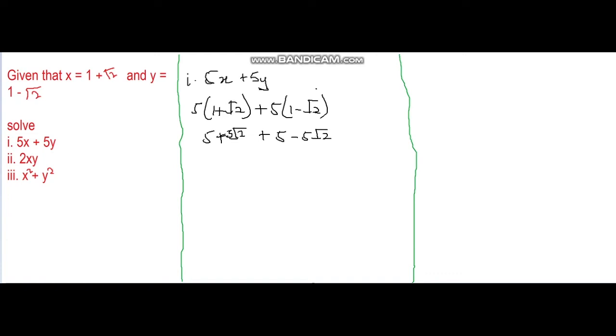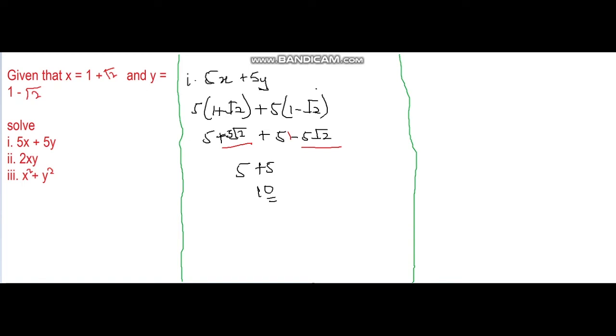Now from there we can see clearly that the bracket is gone, and we can also see that the 5 root 2 here and 5 root 2 here, one is negative and one is positive, so it will go away. This is plus 5 root 2 and this is minus 5 root 2. It's like plus 1 and minus 1, so it will go away. So when it goes away, we will be left with 5 plus 5, and that will give us what? 10. So that's our final answer for the first one.